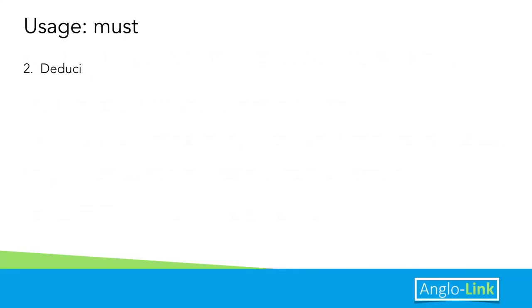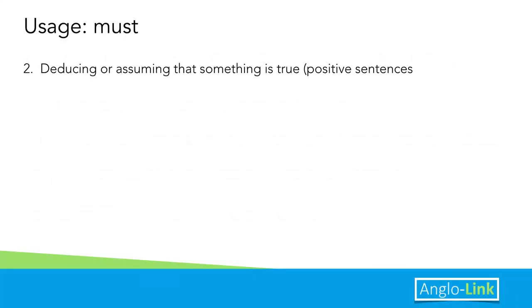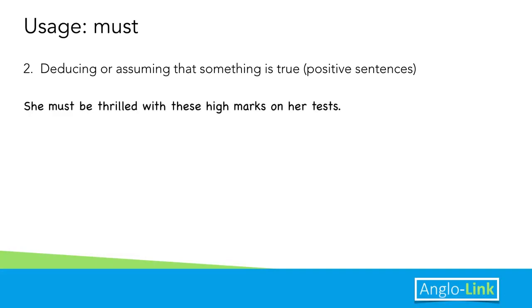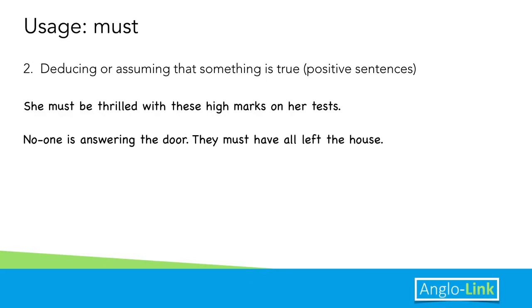The second usage of must is deducing or assuming that something is true, so we need it to be in a positive sentence. For example, she must be thrilled with these high marks on her tests. Or, no one is answering the door. They must have all left the house.